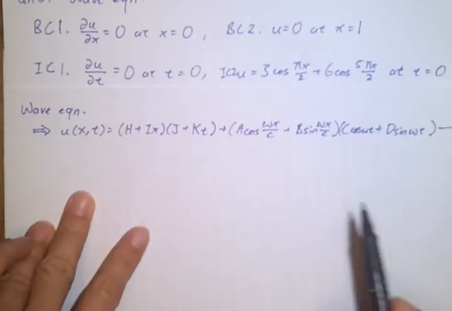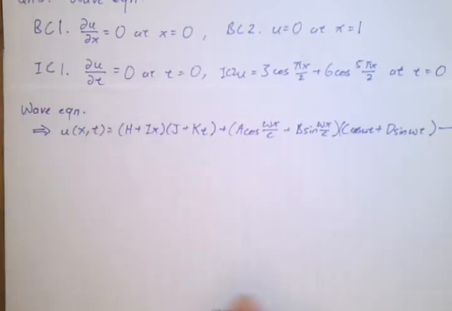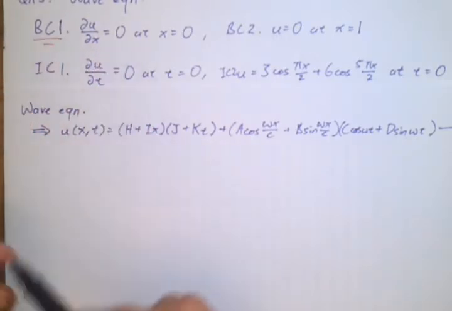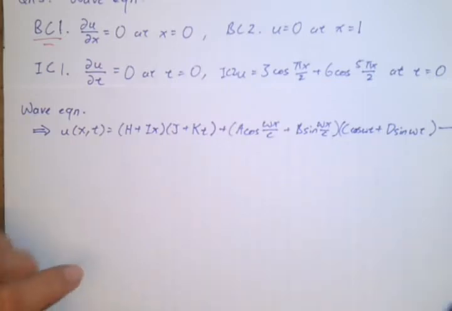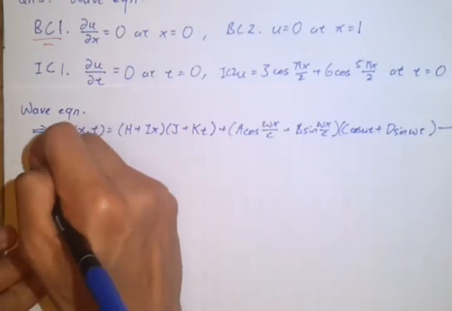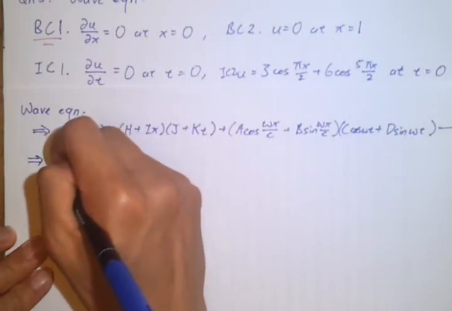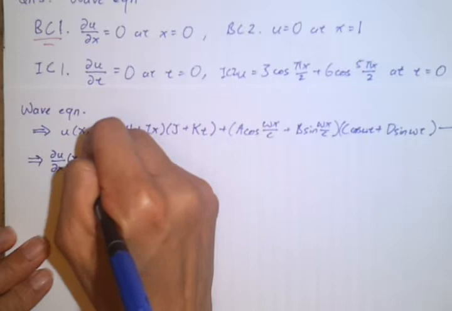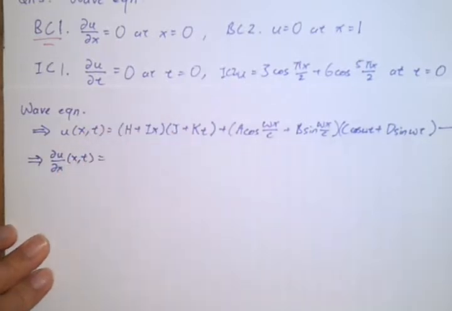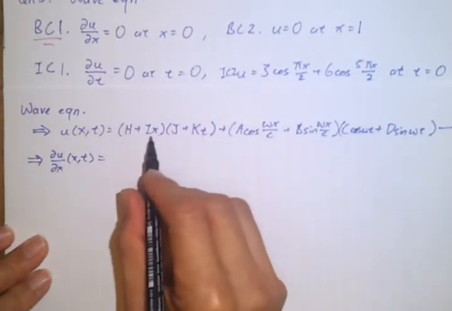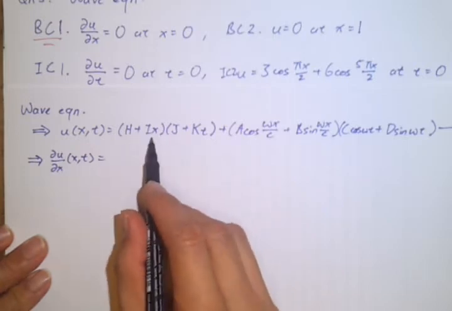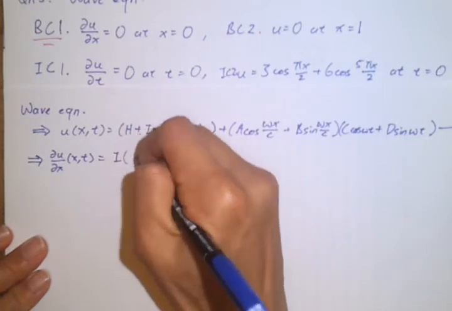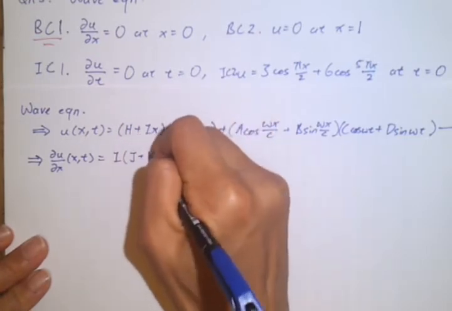Now, you will notice that the first boundary condition tells you what du dx is. So we first need to find what's du dx. From equation 1, I'm just going to differentiate equation 1 with respect to x. So when you differentiate equation 1 with respect to x, ix just becomes I. Right? So you have j plus kt.